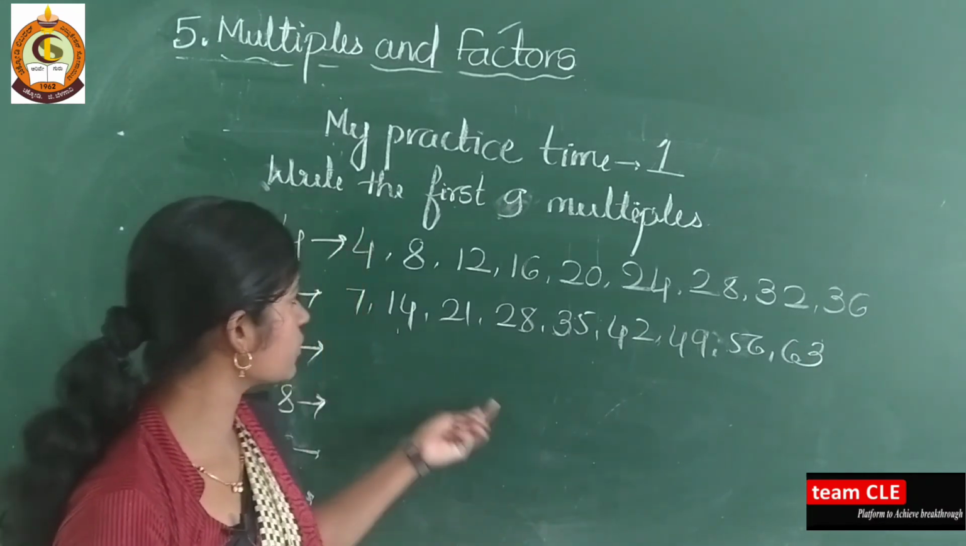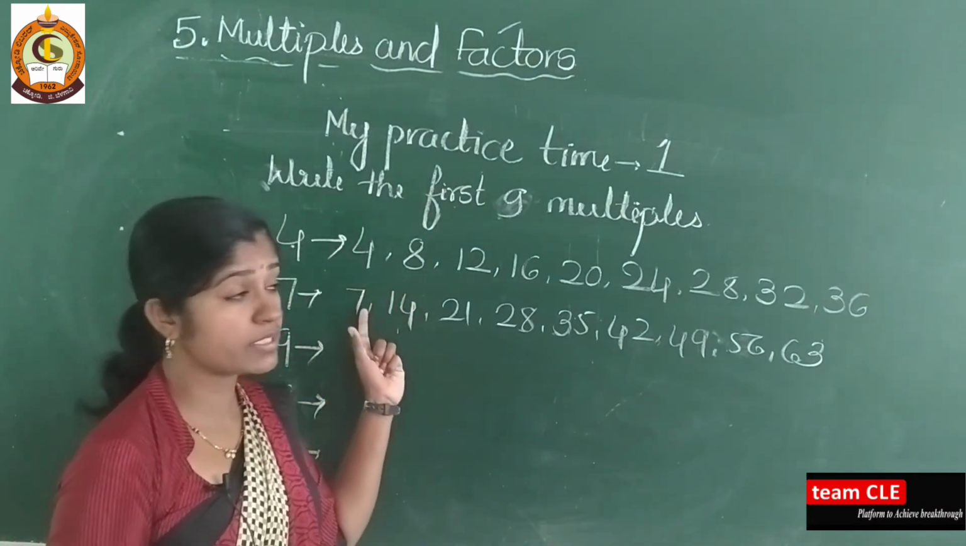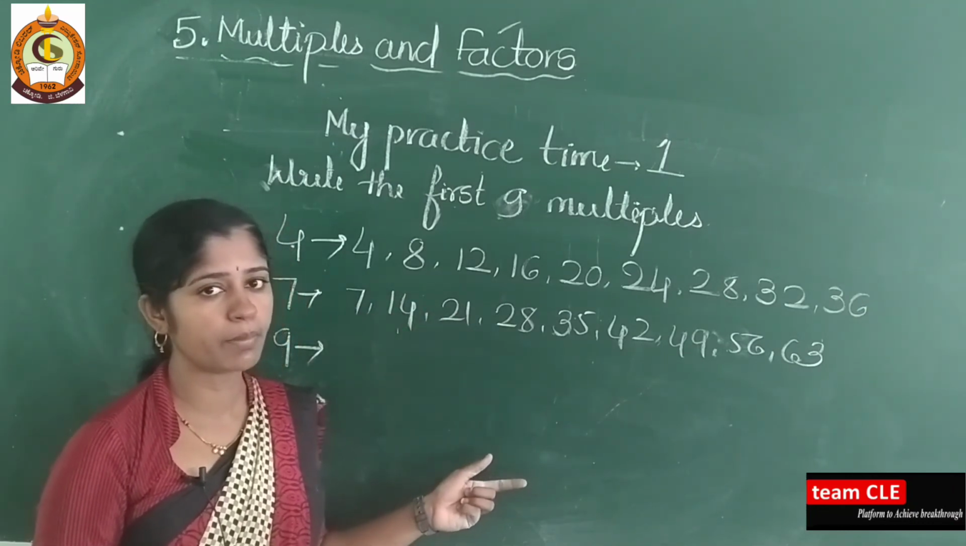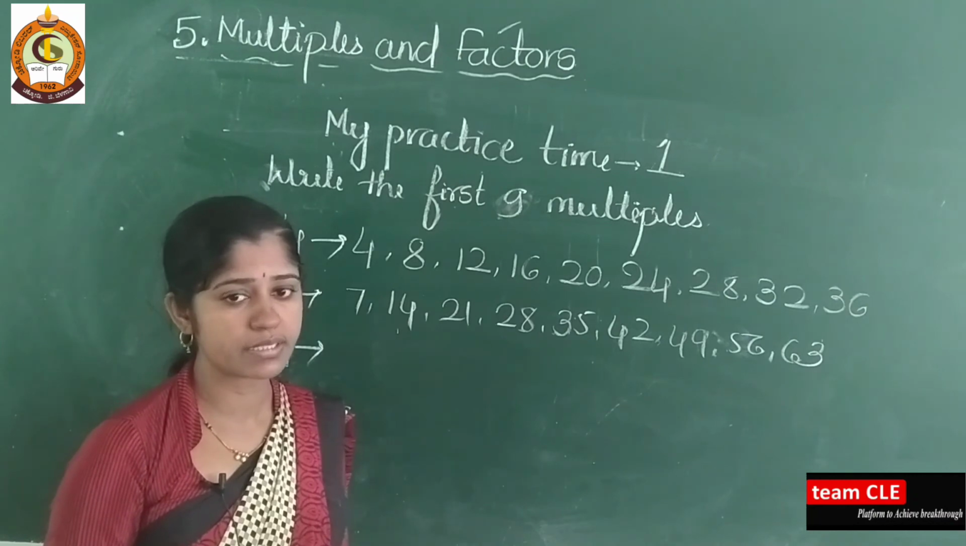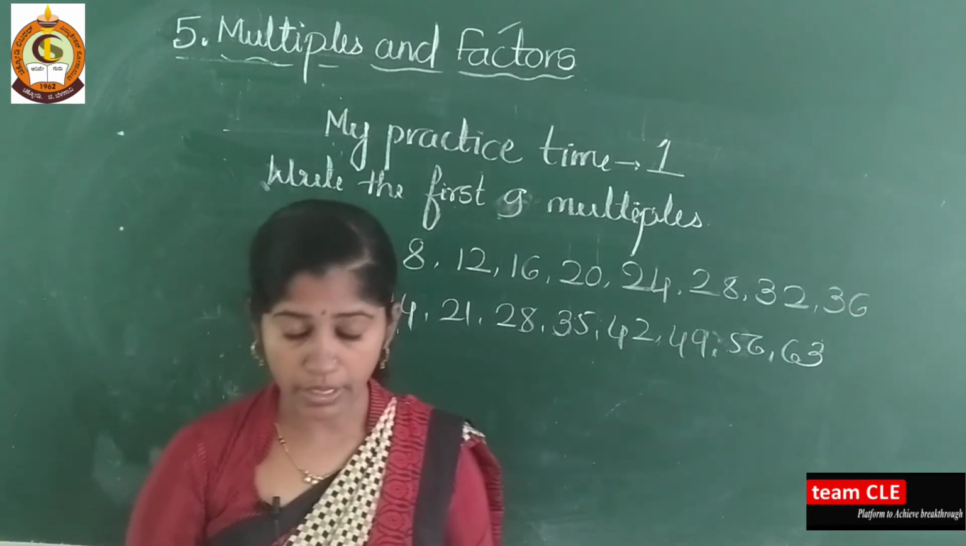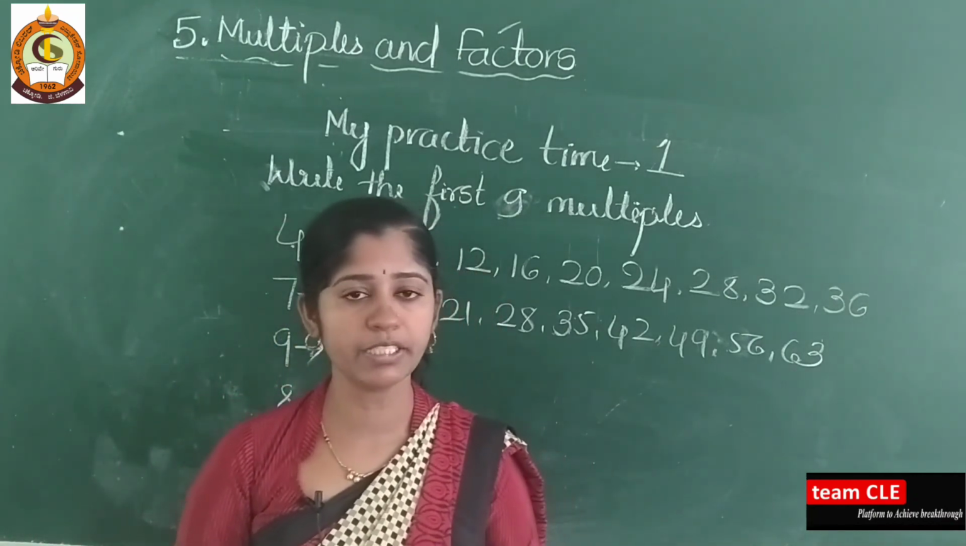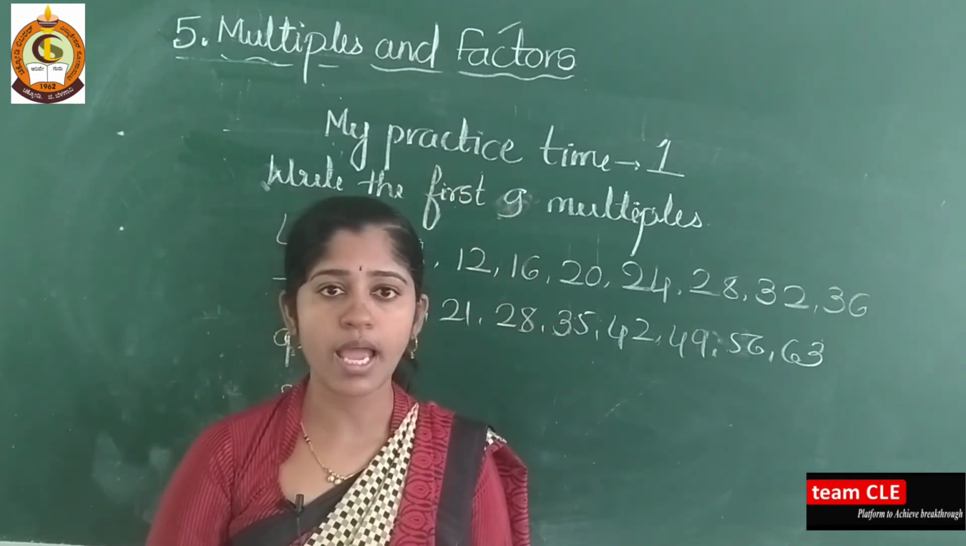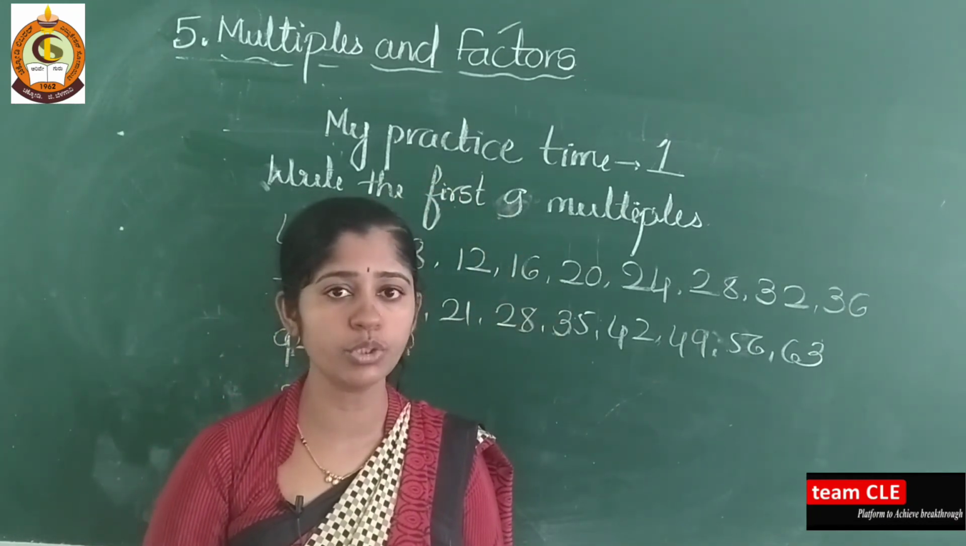See here, dear students, multiples are always equal to or greater than the number. Multiples are infinite in number. Every number is a multiple of itself. I hope you understood what multiples are. In the next class I will discuss factors. I hope today's class is clear to you. Thank you.